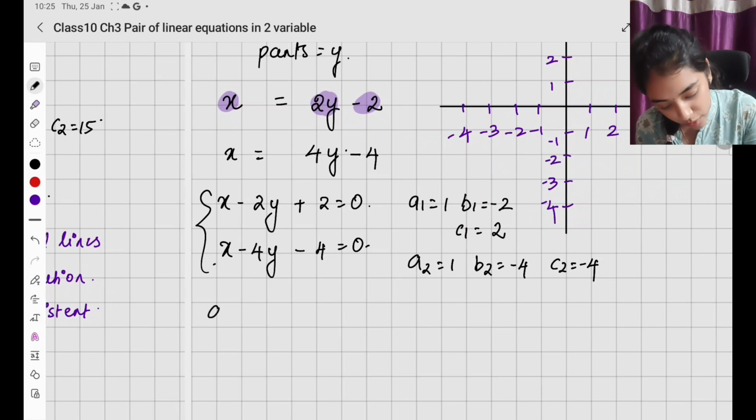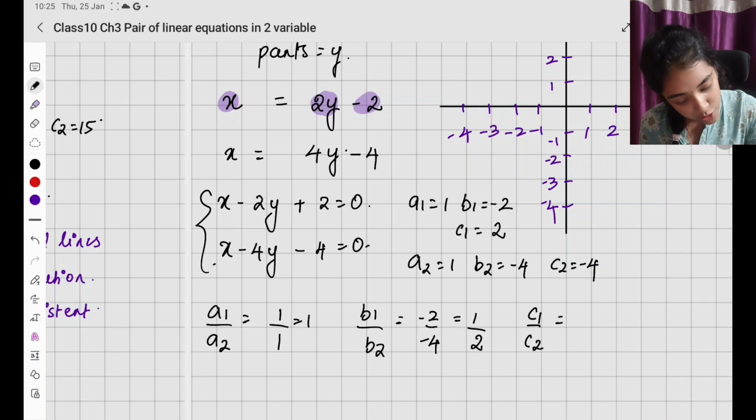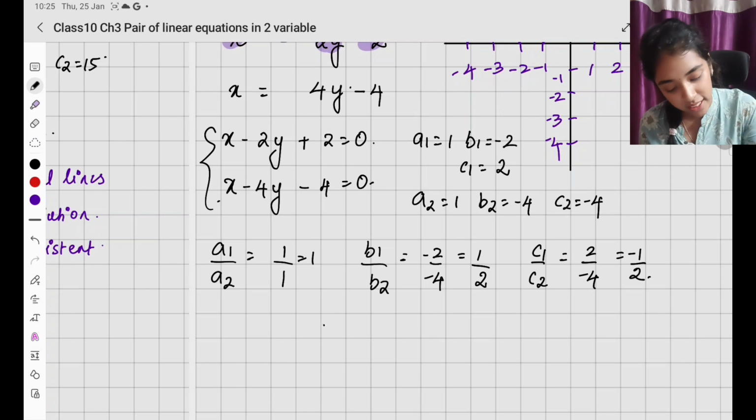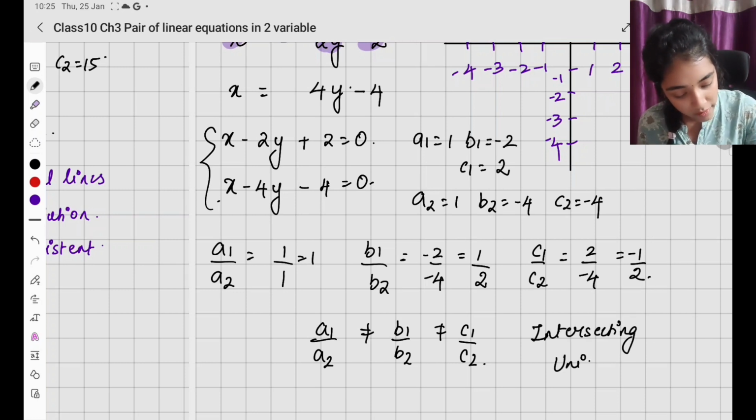இப்ப a1, a2, b1, b2 ratio என்ன? a1 by a2 equals 1 divided by 1, which is 1. Then b1 by b2 equals minus 2 divided by minus 4, which is 1 divided by 2. Then c1 by c2 equals 2 divided by minus 4, which is minus 1 divided by 2. இதிலே என்ன தெரியுது? எதுவுமே equal இல்லை. We have a1 by a2 not equal to b1 by b2 not equal to c1 by c2. So from this, what do we have? This is going to be intersecting lines. Intersecting தான் எதுவுமே equal இருக்காது. So this is going to be intersecting lines and hence you have a unique solution.